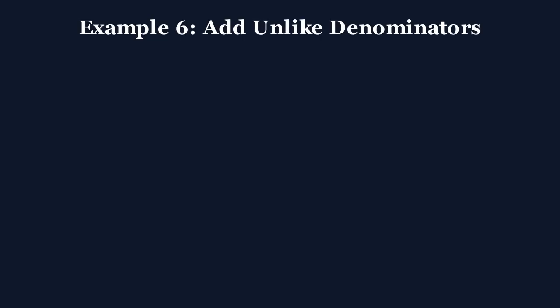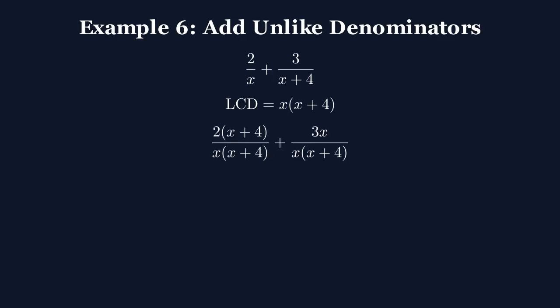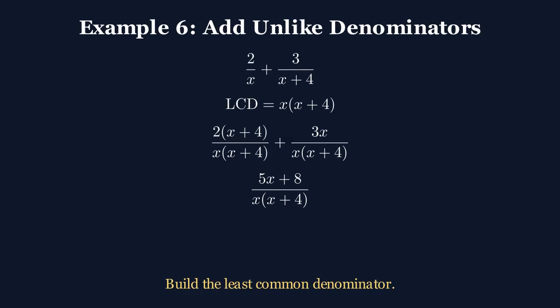Example 6. Add 2 over x plus 3 over x plus 4. The least common denominator is x times x plus 4. Rewrite 2 over x as 2 times x plus 4 over x times x plus 4. Rewrite 3 over x plus 4 as 3x over x times x plus 4. Add the numerators to get 5x plus 8 over x times x plus 4.